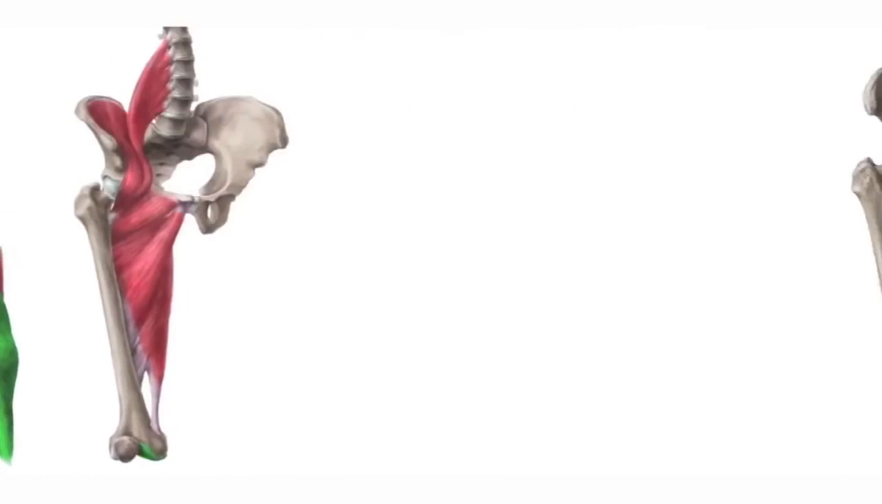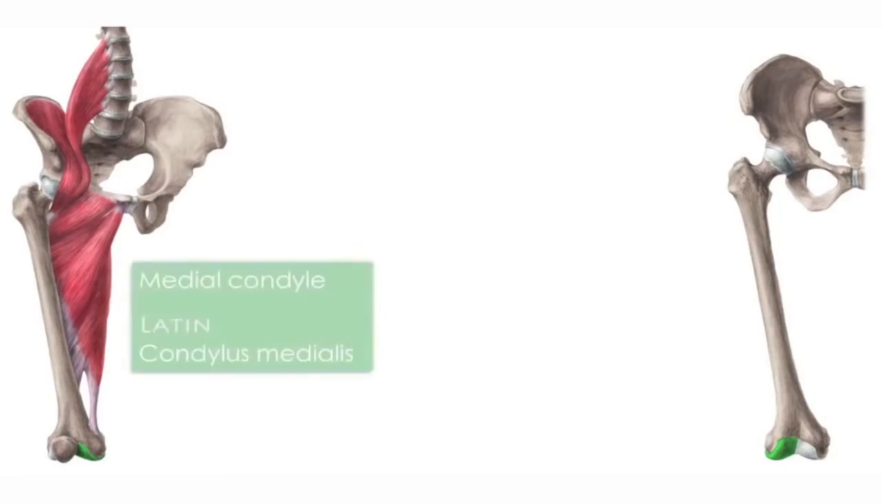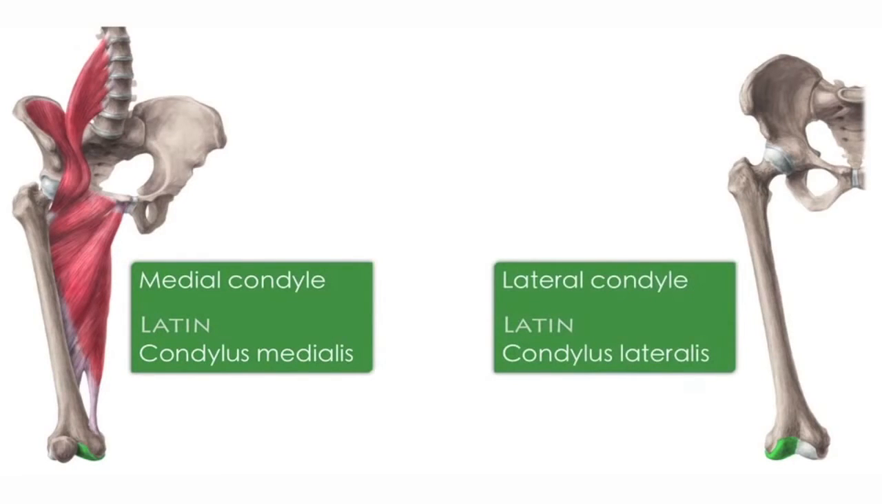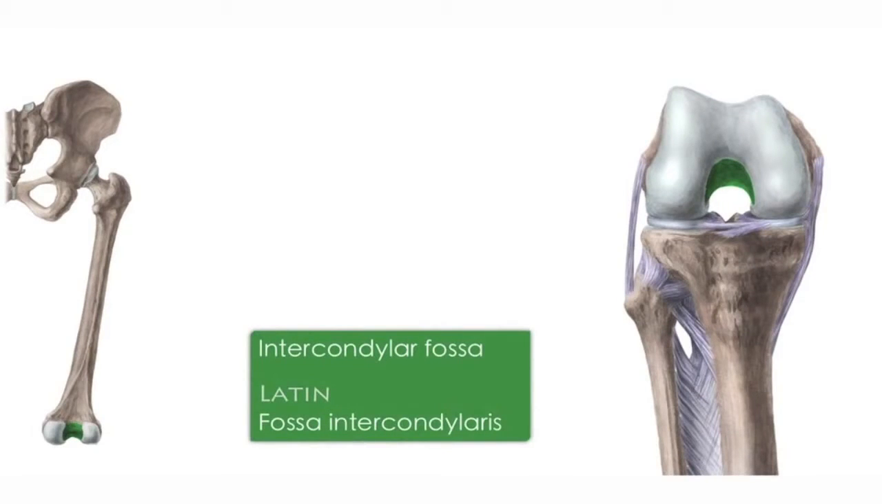Now, the next structures that we need to cover on the femur are these that you find on the distal portion of this bone. Right here, you have a lateral one and also a medial one, and these are called the condyles. So you have a medial condyle of the femur and a lateral condyle. And between these two structures, there is another structure known as the intercondylar fossa, as you can see here.